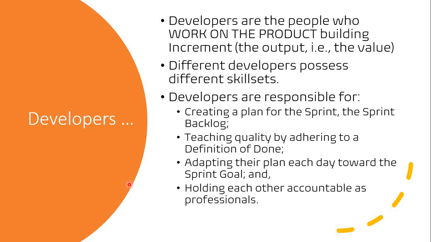They create the plan for the sprint. They are the ones who are going to work on the target. They need to be very clear about the definition of done, and they need to make sure that the product they are building meets the definition of done, and they should adapt the plan each day towards the sprint goal. I am a developer working on a goal; I need to make sure that I am adapting to the plan properly. Most importantly, holding each other accountable as professionals is also a very important role that the developer has to look into.